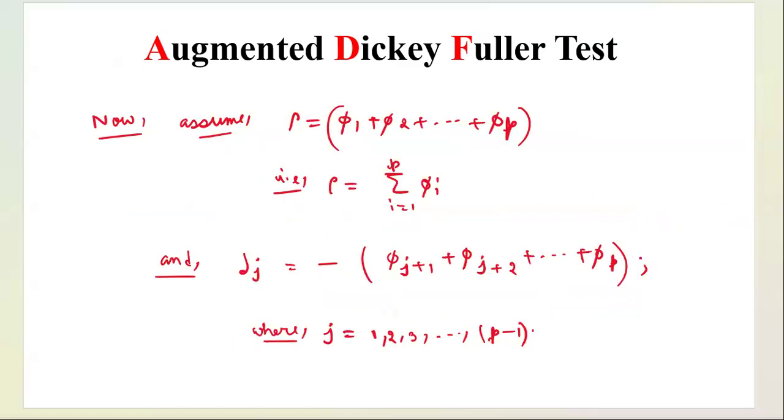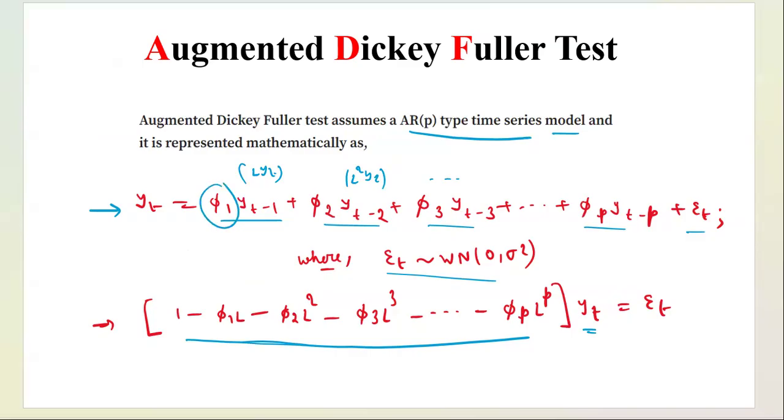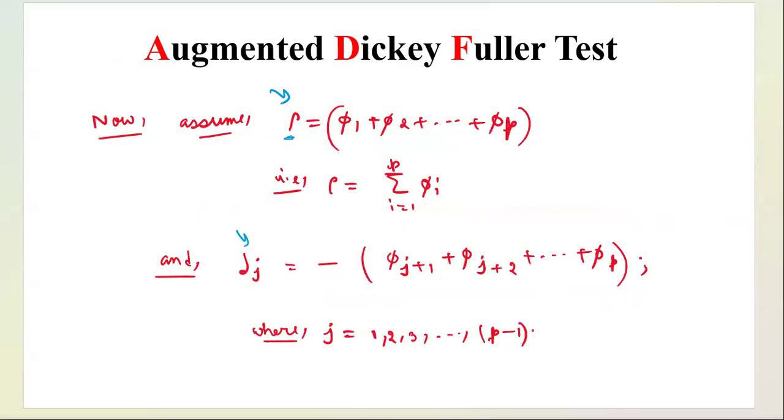Now you have to define some variables. The first variable is rho. Rho is the summation of these coefficients: phi 1, phi 2, phi 3, up to phi p. So if you take the sum of these, suppose we define this to be rho. Rho is the summation from i equals 1 to p of phi i. And you have another variable delta j, which is written as minus of phi j plus 1, phi j plus 2, up to phi p, and j goes all the way to p minus 1.